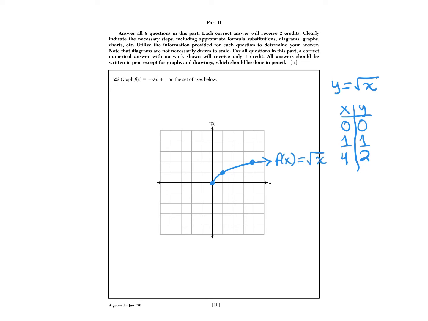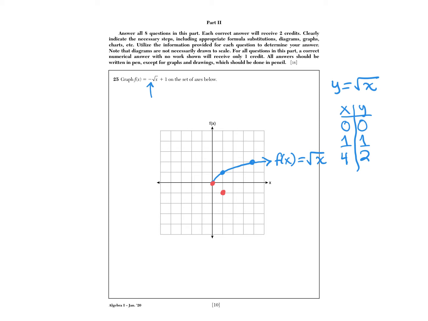But it says that it's negative the square root of x plus 1. So I'm just going to flip the negative square root of x. So that would mean that everybody flips. So it would go upside down. So the 0, 0 is going to stay the same. Your second one, your y is going to turn negative, and the third one, your y is going to turn negative. So oops, I think I graphed that in the wrong spot.